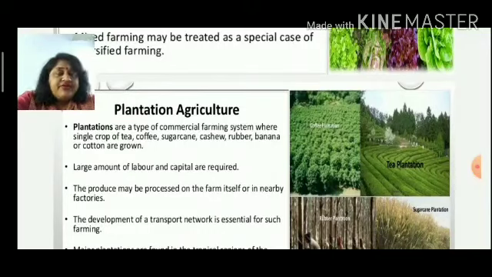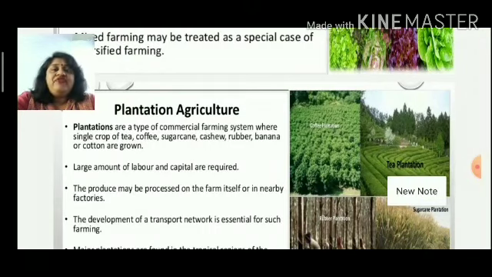Right? It requires large amount of labor and capital because these are grown or cultivated on a large scale. So it naturally requires large amount of labor. They produce may be processed on the farm itself or in nearby factories. Okay, जो यहाँ से production आता है, it may be processed, okay, on the farm itself or in the nearby factories. यानी कि वो जो output आया, outcome मिला आपको आफ्टर हार्वेस्टिंग, ठीक है, उसको चेक करना, उसे पैक करना, all these work can be done in the nearby factories.